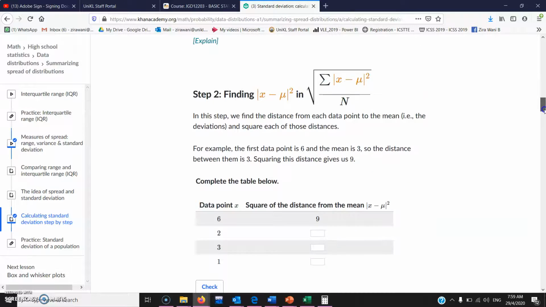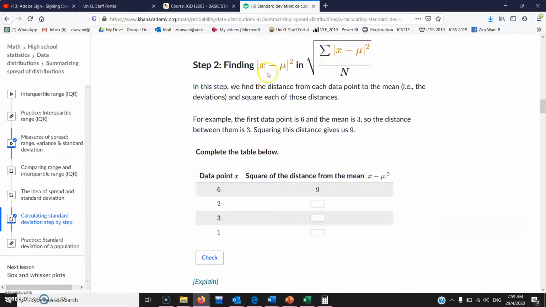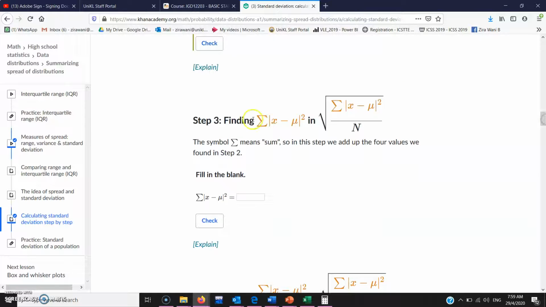Then we find the difference between the values and the mean. Here is a table given. 3 minus 2 gives 1, and to the power of 2 we get 1. Then 3 minus 3 is 0, and to the power of 2 we get 0, and this one is 4. Then check. Correct all. Then step 3 is we sum all the values that we found from step 2. Then we get 14. So we can check it.